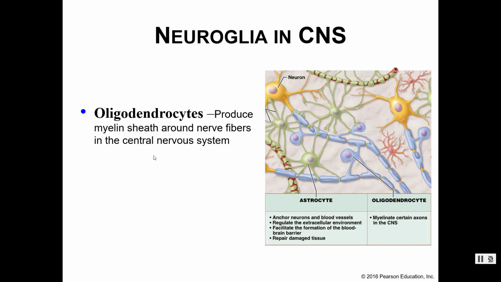Okay, and I keep saying central nervous system for a reason. You are not going to find oligodendrocytes in your peripheral nervous system. Don't get mad, but you have cells in your peripheral nervous system that make myelin. They're just called something else. So oligodendrocytes make the myelin sheath in your central nervous system. We're just going to leave it there for right this second.